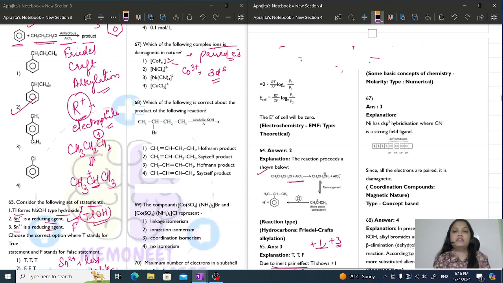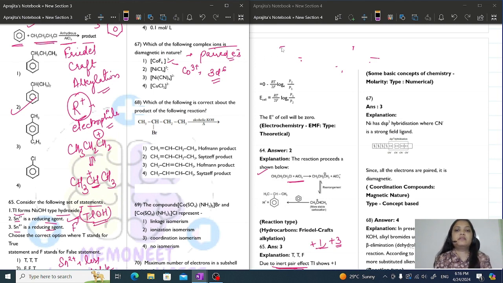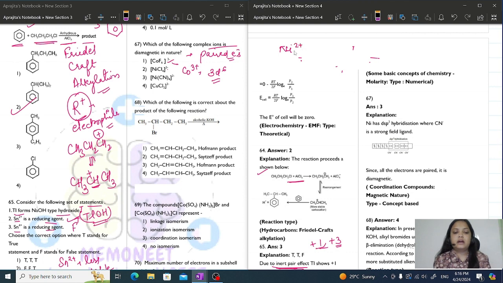Now similarly we can do it for the other molecules. In nickel, again it is present in +2 state, Ni2+, and chloride is a weak field ligand. So it's 3d8, again there won't be any pairing. There would be 2 unpaired electrons present in this case and the hybridization would be sp3. So again it is paramagnetic.